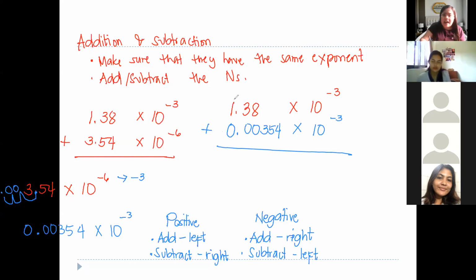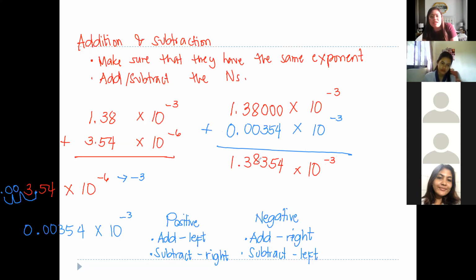So now we can add. Again, let's just copy the times 10 raised to the power of negative 3. And then let's add. Of course, where there is nothing, it is automatically 0. So 0 plus 4 is 4. 0 plus 5 is 5. 0 plus 3 is 3. This is 8. This is 3. And this is 1. So the correct answer here is 1.38354 times 10 raised to the power of negative 3.